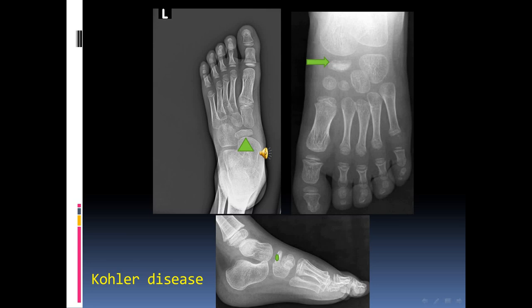In the foot, the navicular bone, which is shown here, is also susceptible to the same process. This disease is called Köhler disease. If we describe this plain X-ray, it shows abnormal dense bone just in the area of the foot, located in the navicular bone region. So this represents avascular necrosis involving the navicular bone, called Köhler disease.